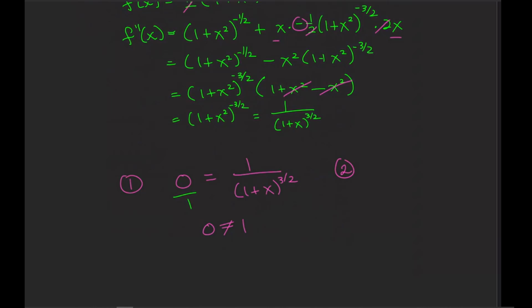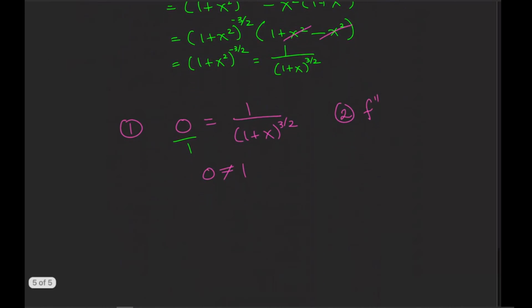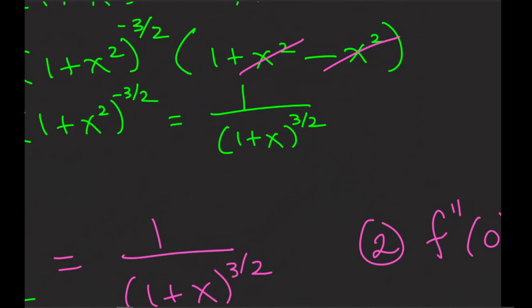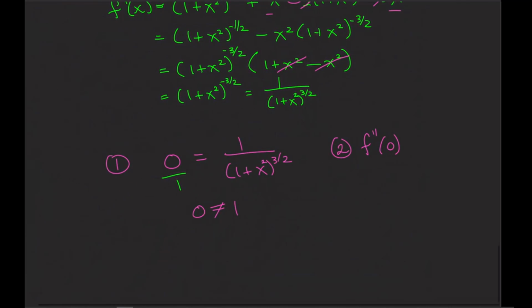So next, I can find the second derivative at my endpoints, which are 0 and 1. You're right, I dropped that little 2. Those dang little exponents. So we figured this was 0, so I have 1 over 1 plus 0 is just 1 to the 3/2 power, which is just 1.